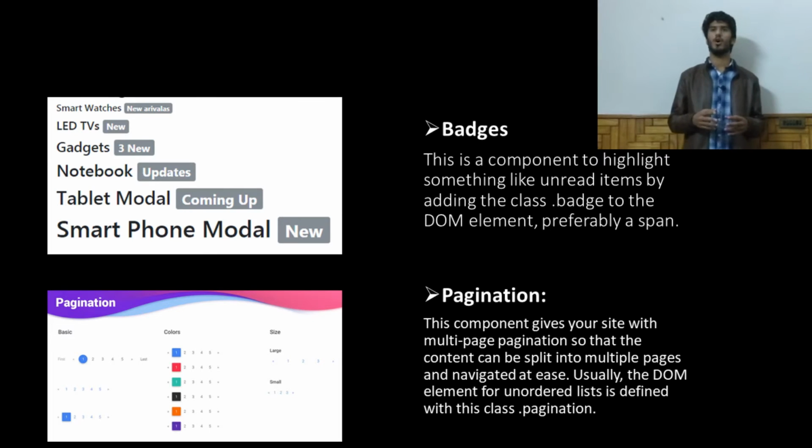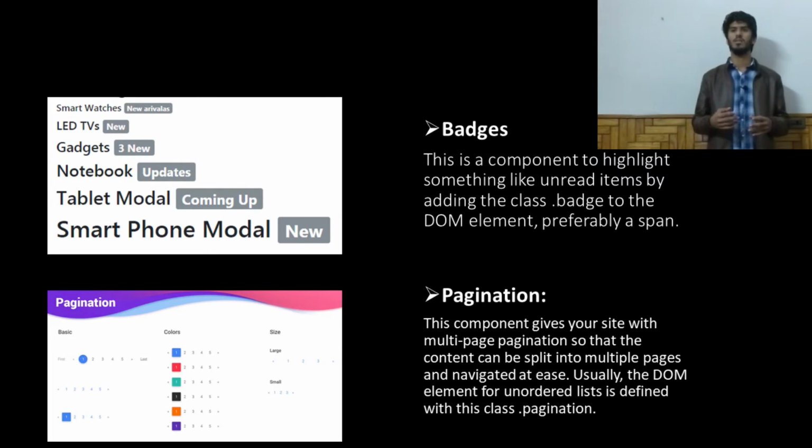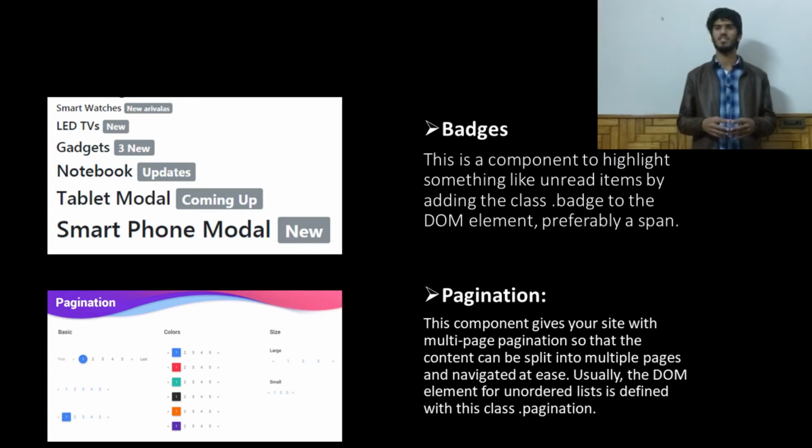Badges. This is a component to highlight something like unread items by adding the class badge to the DOM element, preferably a span. Pagination. This component gives your site multi-page pagination so that the content can be split into multiple pages and navigated with ease. Usually, the DOM element for an unordered list is defined with the class pagination.